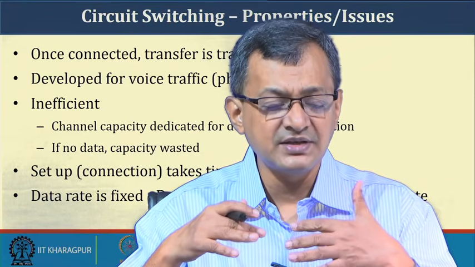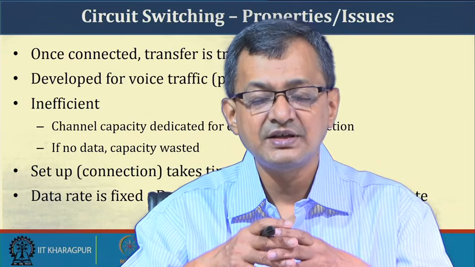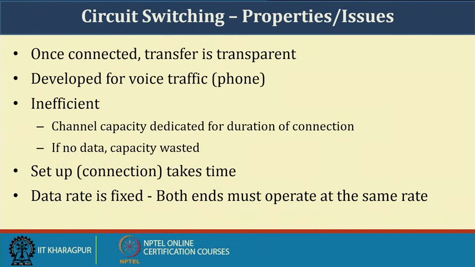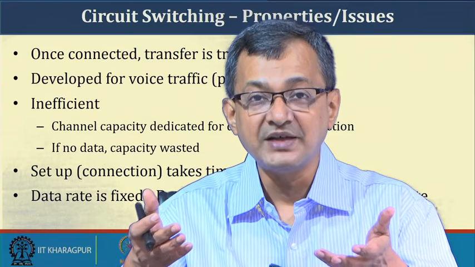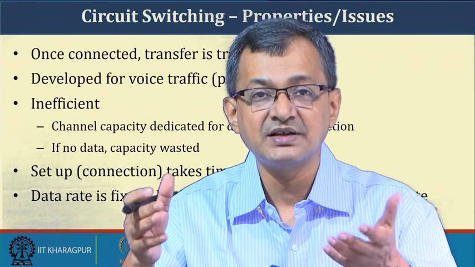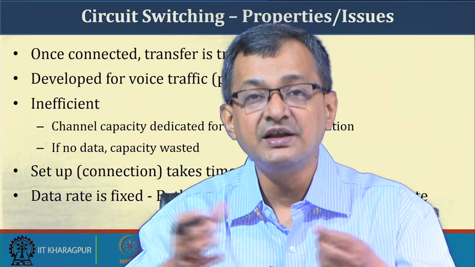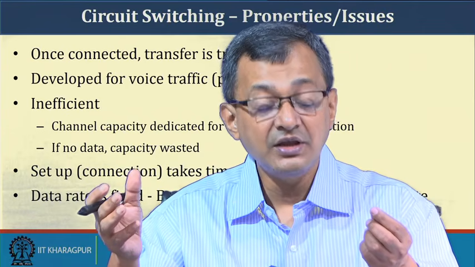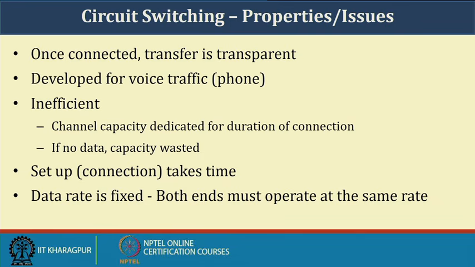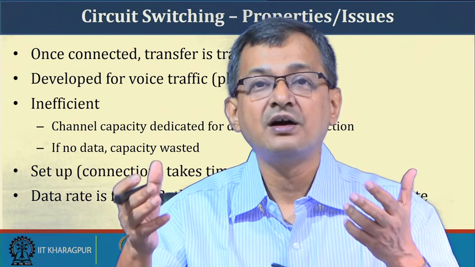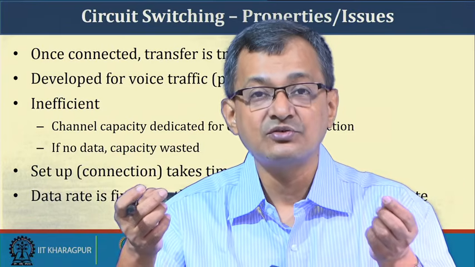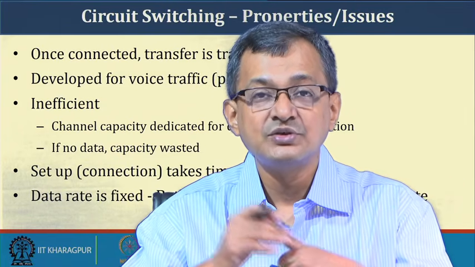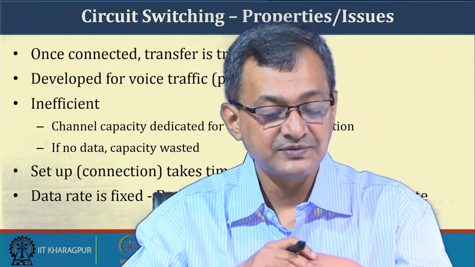In several scenarios it is considered not efficient. Channel capacity is dedicated for the duration of the connection, even though the whole channel capacity could have been properly multiplexed, with frequency division multiplexing or another type of multiplexing. It is fully dedicated. Even if no data is there, the channel is wasted. Even if you are holding the phone but not communicating, the channel capacity is wasted and no other party can use it. It is a dedicated resource.